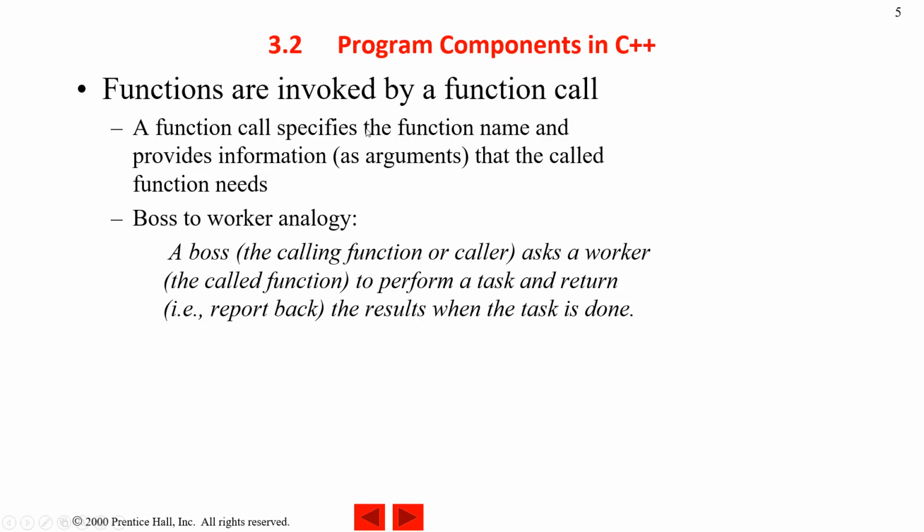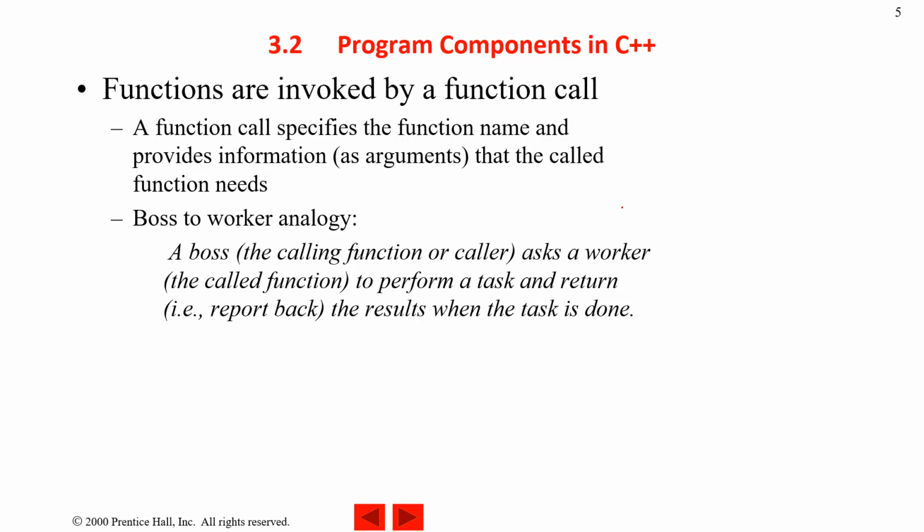So functions are invoked by a function call, and so in the main, to be able to do that subtask that a function will perform, you will have to call that function by its name. Now it may have some parameters, and it may also have a return type, or it may not. And the analogy is like a boss is to a worker. So the boss, that's the main function. In fact, main is also a function.